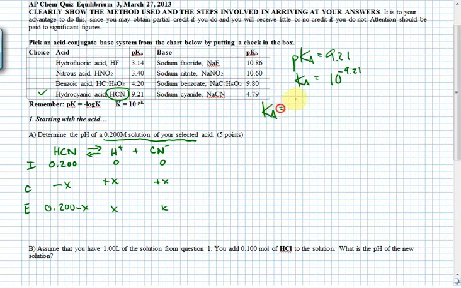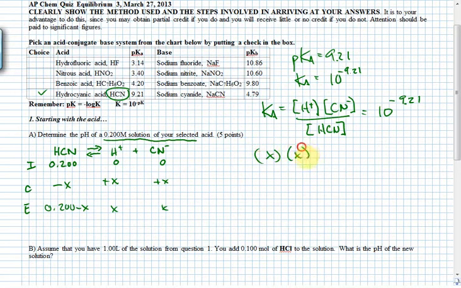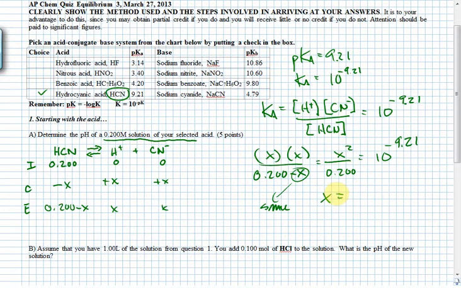I know that the Ka is equal to H plus concentration at equilibrium times the cyanide ion concentration at equilibrium divided by the HCN concentration at equilibrium. And I know that at equilibrium, that's all equal to 10 raised to the minus 9.21 power. So plug in X for the H plus concentration, X for the cyanide ion concentration, 0.200 minus X for the HCN concentration. We're going to make the assumption that we've always made, that X is small relative to 0.2. So we're going to simplify that and just say X squared over 0.200 equals 10 raised to the minus 9.21 power. If you solve for X, I'm not going to show you that work here.